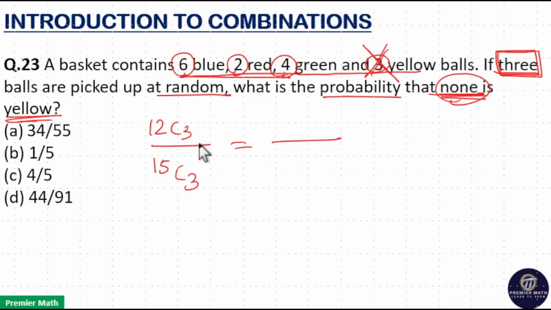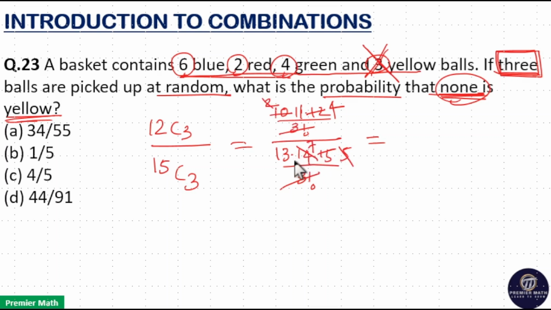Now this is equal to 9 cancel, remaining 10 into 11 into 12 divided by 3 factorial. Here 12 cancel, remaining 13 into 14 into 15 divided by 3 factorial. 3 factorial cancel, and here 3 goes 4 times in 12, 3 goes 5 times in 15, 5 goes 2 times in 10 and 2 goes 7 times in 14. So this is equal to 44 divided by 13 into 7 is 91. Option D is your answer.